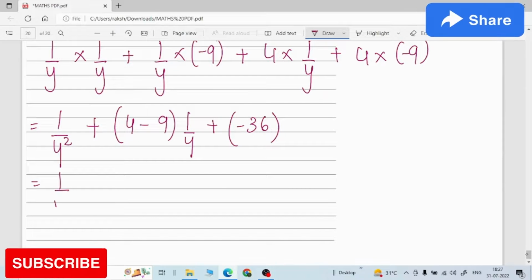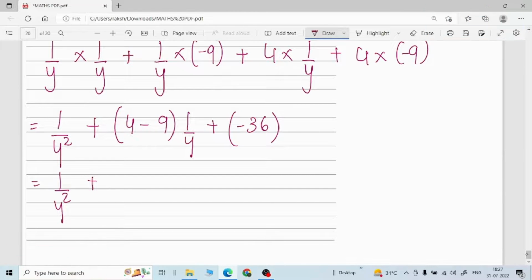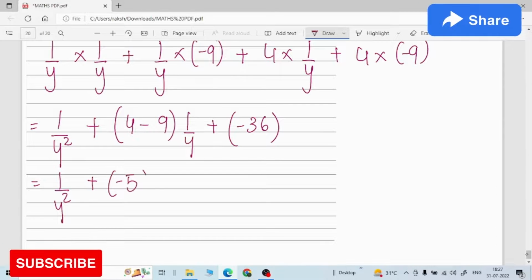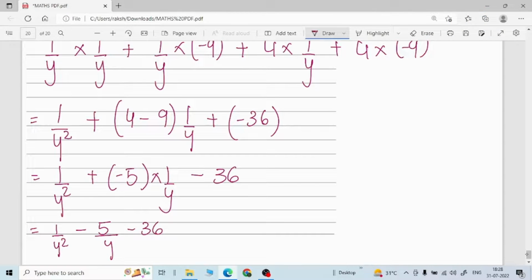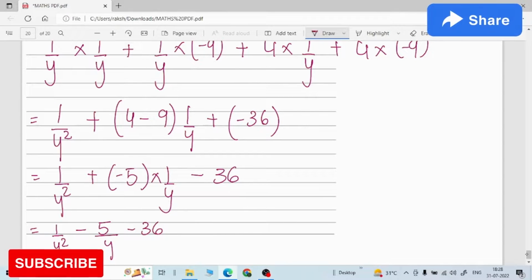Okay, 1 upon y square plus, that is 4 minus 9, that you are getting as minus 5 into 1 upon y, plus minus 36. So we'll get 1 upon y square minus 5 into 1 upon y minus 36.